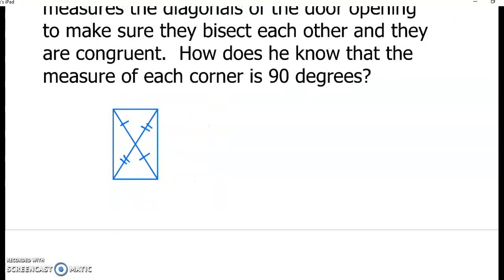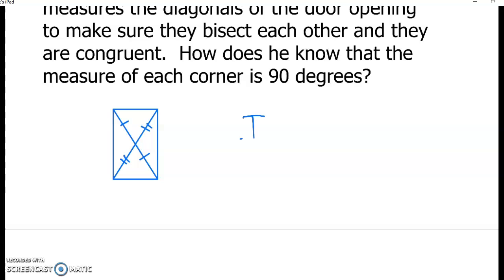Well, two properties of rectangles in particular: if you have two diagonals that are congruent to each other and they bisect each other, that means this and this are the same, and this and this are the same. Those two properties apply for this quadrilateral. That means it has to be a rectangle. And if you have a rectangle, that means those angles have to be 90 degrees.